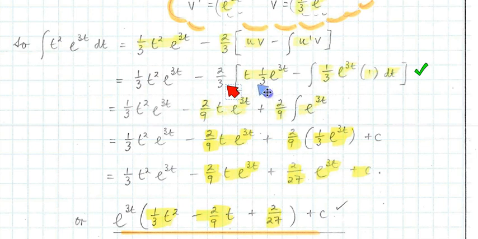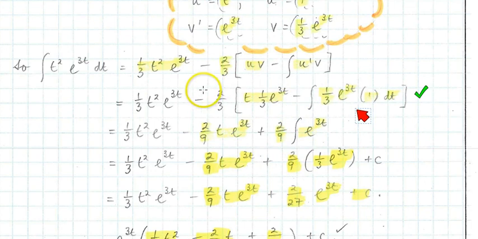2/3 times t times 1/3 gives you 2/9 times e to the 3t. There's that 2/9 t e to the 3t. Now, I'm going to take this minus 2/3 and I'm going to multiply it by that minus 1/3 there. That's going to give me plus 2/9. Then I still have to integrate, don't forget, e to the 3t. So I've written there integral of e to the 3t. I haven't done it yet. We'll do it on the next step. So everything appears the next step.